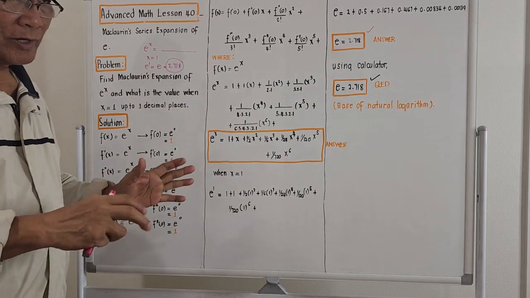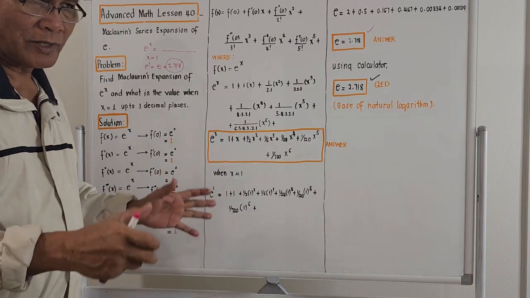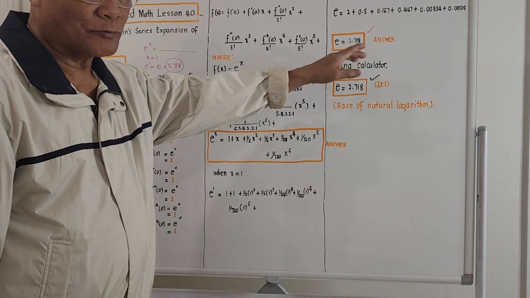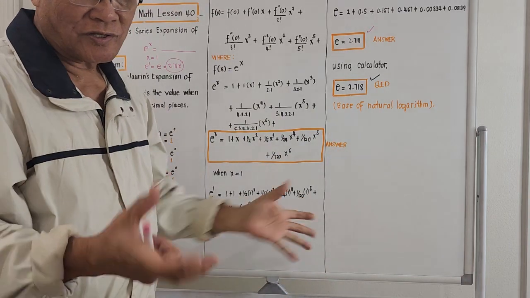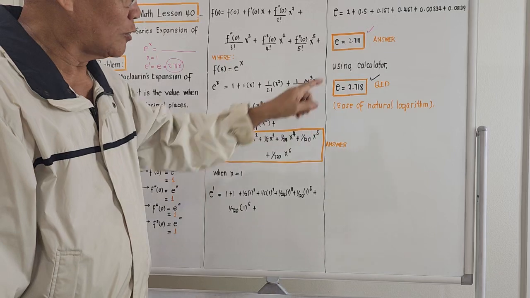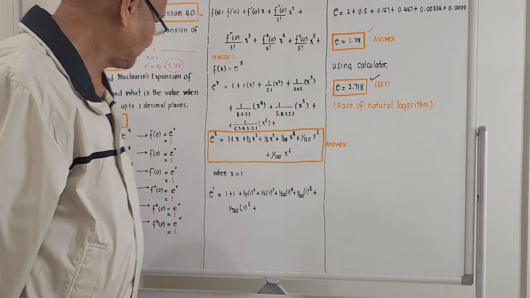For those who are using natural logarithm, the base of the natural logarithm is actually e, right? And the value of e is actually 2.718 up to 3 decimal places. For the common logarithm, the base is 10. That's a different story. But for natural logarithm, the value of e is actually 2.718. Okay, let's try to bring out the solution.